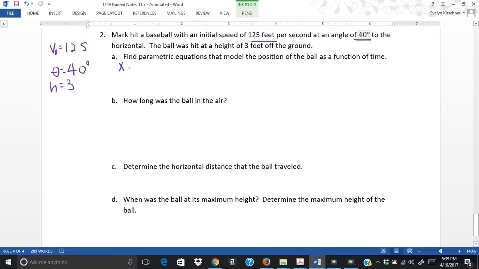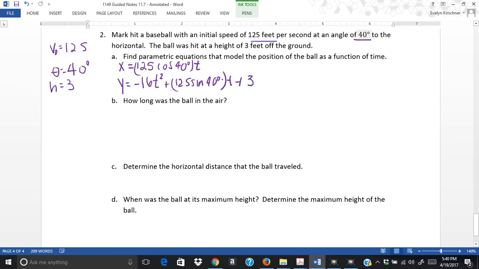So my x is going to be V naught cosine 40 degrees times t. And my y, it's in feet again, so it's going to be negative 16 t squared plus V naught sine theta times t plus my height, which is 3.